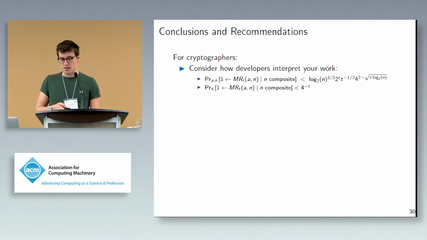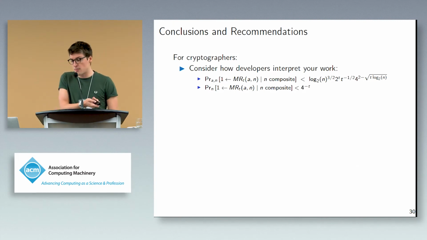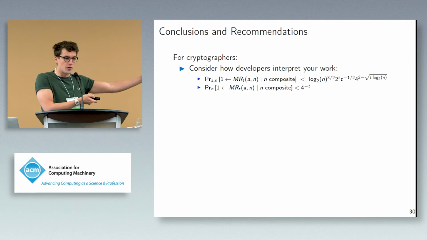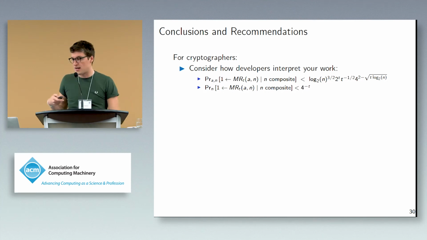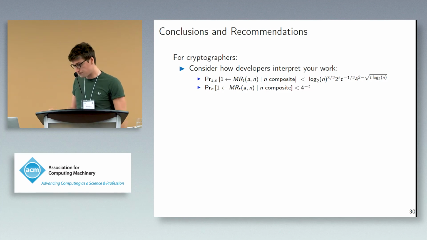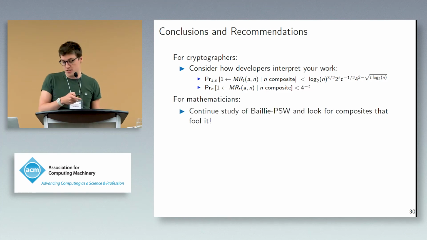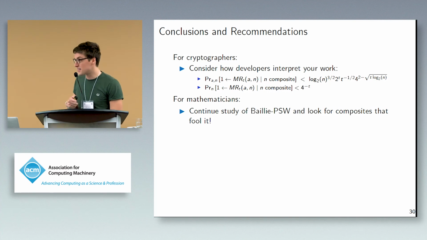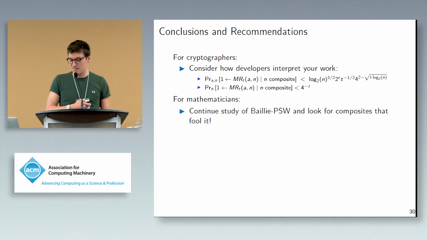Now, for cryptographers, we ask you to think about how developers interpret your work. Maybe you have these elegant formulas for the average case estimates and the worst case estimates, but to a developer that just wants to know how many rounds of Miller-Rabin they're doing, they might not be sure on the distinction between these two and the restrictions that this has on their implementation. And even there's a lesson for mathematicians. We ask that we consider studying the Baillie-PSW test and look for composite numbers that can pass it.